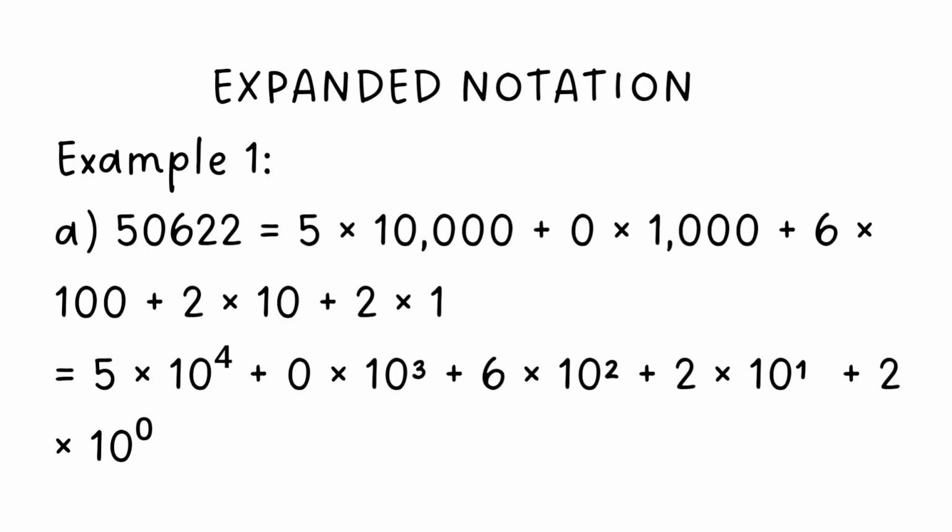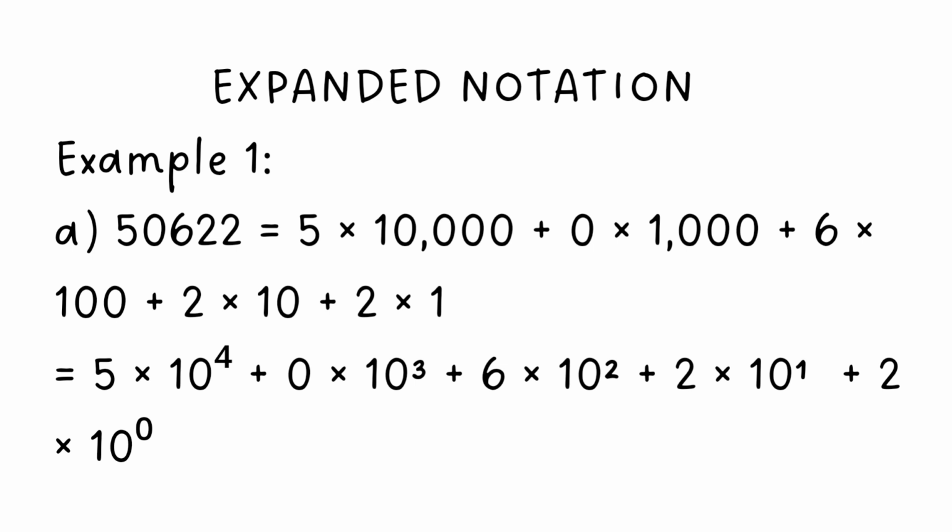Now let's look at expanded notation. See the example on the screen. You see that this number 50,622 is equivalent to 5 times 10,000 plus 0 times 1,000 plus 6 times 100 plus 2 times 10 plus 2 times 1. And then you see that it's equal to 5 times 10 raised to power 4 plus 0 times 10 raised to power 3 plus 6 times 10 raised to power 2 plus 2 times 10 raised to power 1 plus 2 times 10 raised to power 0.